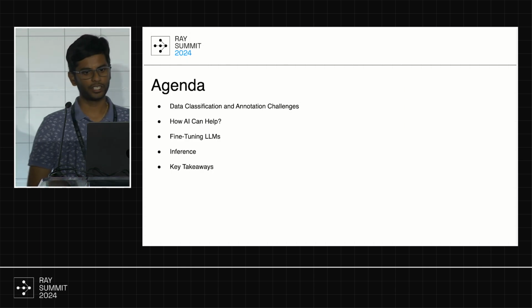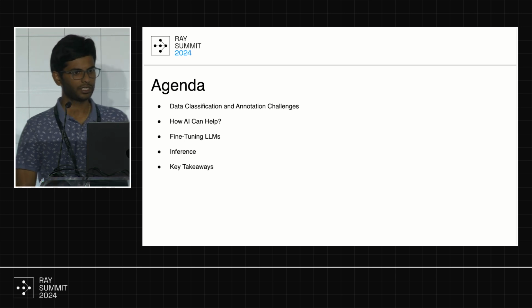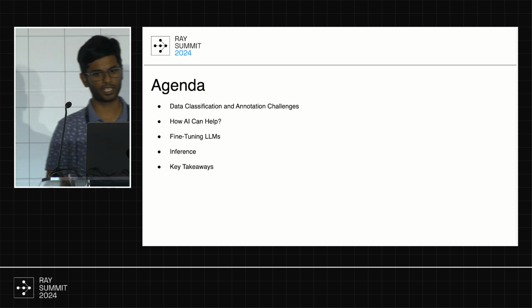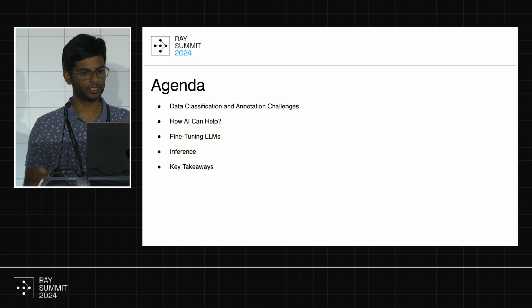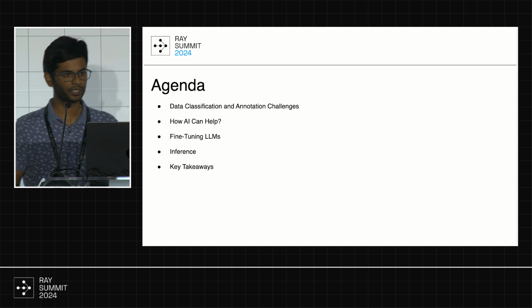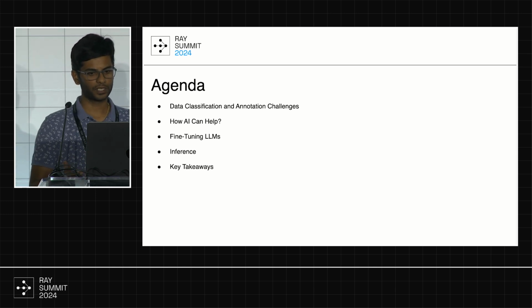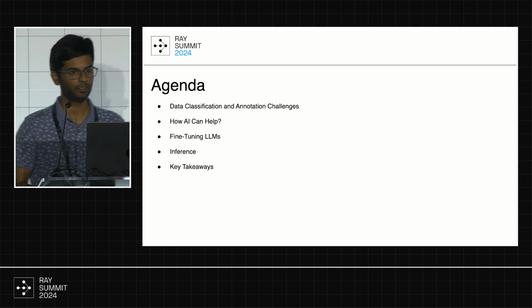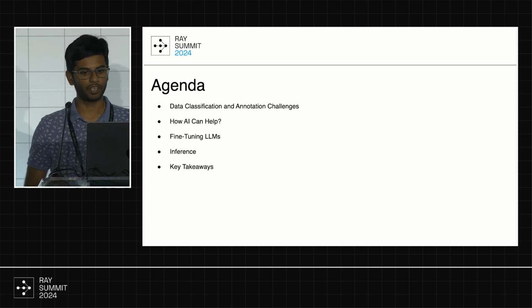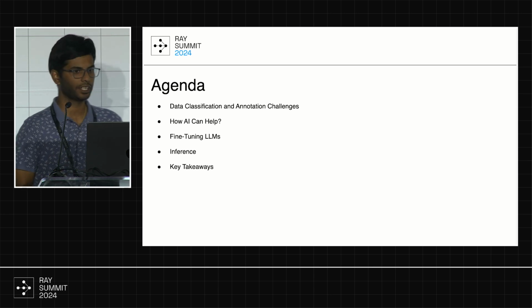Before we dive into technical details, let's take a quick look at the agenda. We'll start with an introduction about what data classification and annotation is, especially in the context of data governance. Next, we'll discuss AI, particularly large language models, and how they can help with the challenges that we are facing. We will discuss a few other options, and finally go into why we need to fine-tune and how that will be helpful for these use cases. After that, we'll dive into the inference process, and finally, we'll summarize with key takeaways.